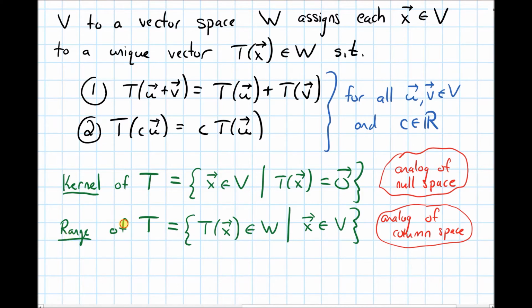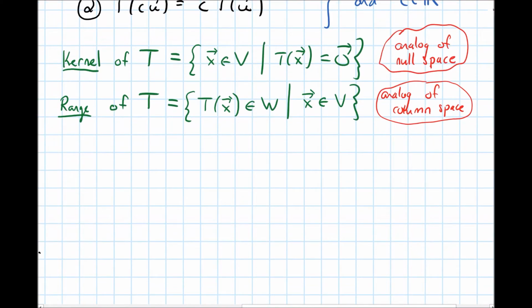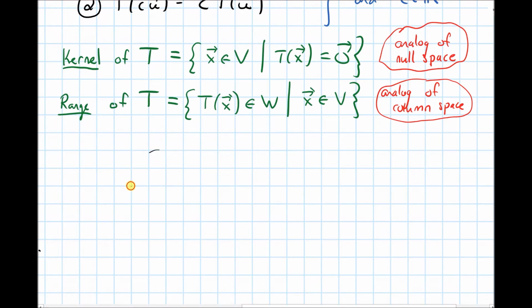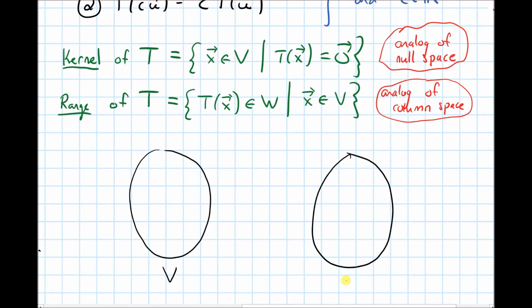Okay, so let's draw a picture. Let's say that we have a circle that represents my domain, which is some vector space V. And let's say I have this circle that represents my codomain, which is W. Both of these things are vector spaces. But let's just say I focus in on the zero vector of W.